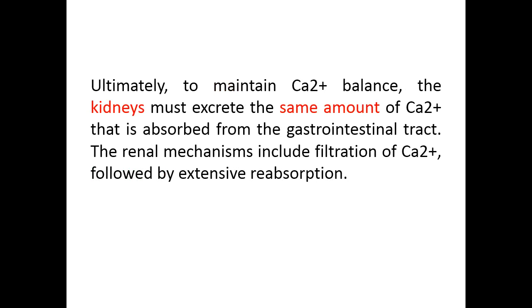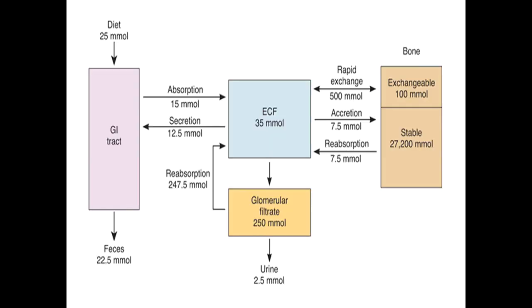To maintain calcium balance, the kidney must excrete the same amount of calcium that is absorbed from the gastrointestinal tract. There is no net gain or loss of calcium, so our body will maintain calcium balance. The renal mechanism includes filtration of calcium followed by extensive reabsorption. This figure demonstrates how the three organs, which are the GIT, the kidney, and the bones, will act together to maintain calcium balance in the body.